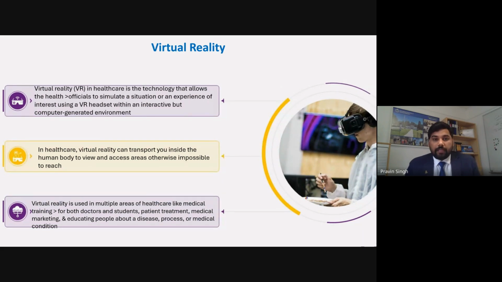So virtual reality therapy helps burn victims manage pain without medication by immersing them in a calming virtual world. So this is very important. Otherwise, you need to take an injection sometimes. So rather than an injection, we can go for virtual reality therapy. This will help to manage pain.